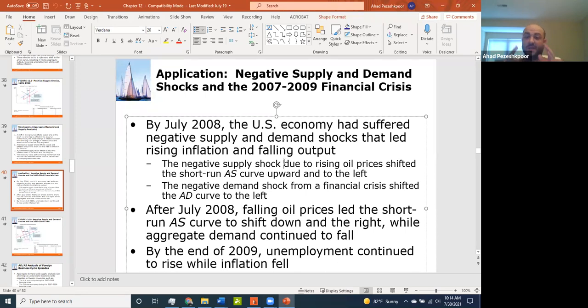So there was a shock to aggregate supply and aggregate demand. The negative demand shock from a financial crisis was added to that existing oil price shock, which caused aggregate demand to shift left. Therefore, after July 2008, oil prices fell. After the Great Recession, oil markets crashed, which really hurt a few countries. For example, Venezuela.